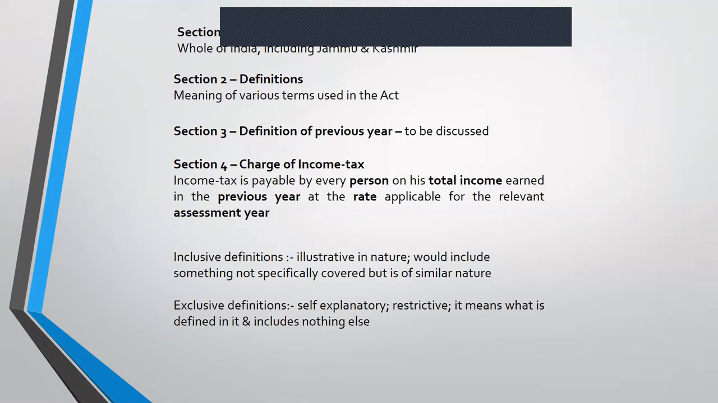Then the second type of definitions are exclusive definitions, which are self-explanatory and restrictive in nature, meaning whatever is written under that section, however the section is defined, that is final. You need not try to fit in any other meaning to exclusive definitions. So whatever is written is final. Okay. So these are the two kinds of definitions.